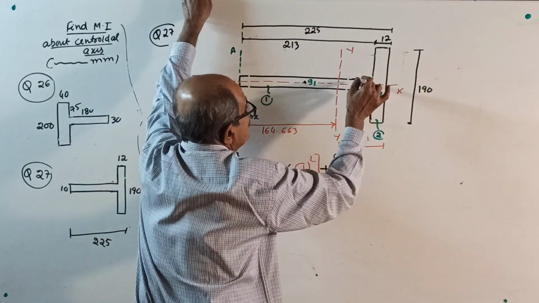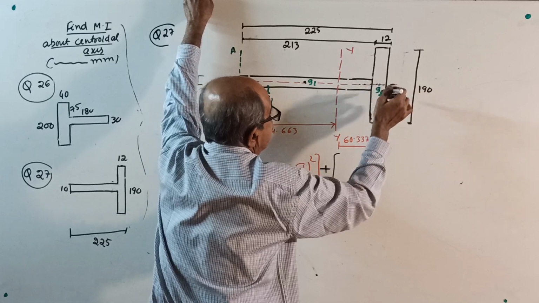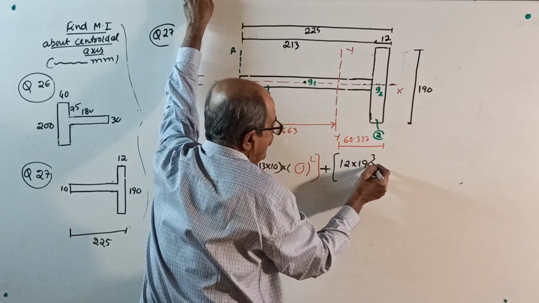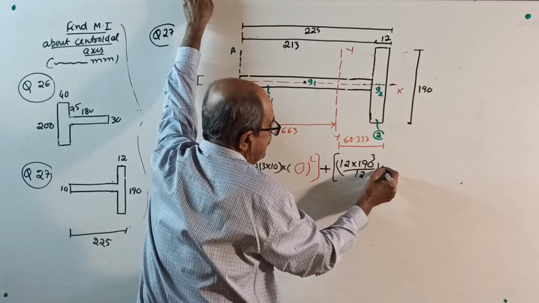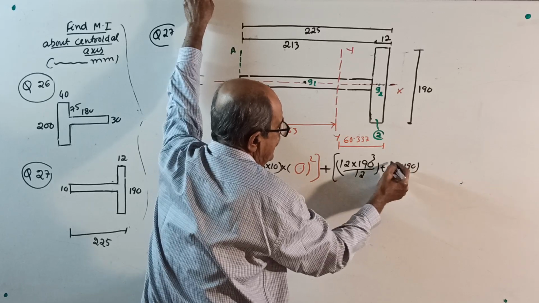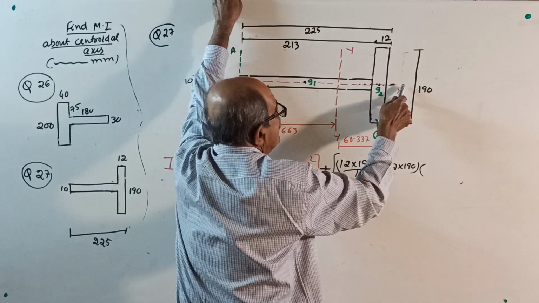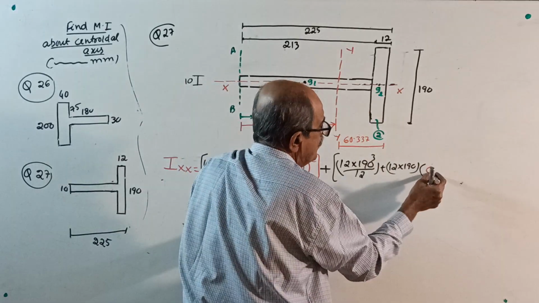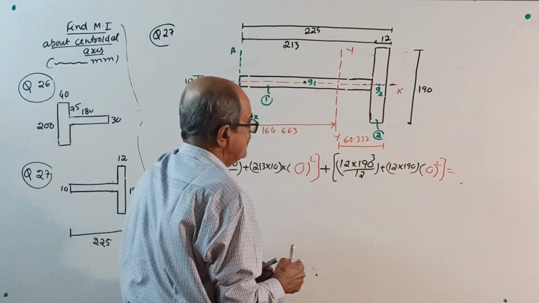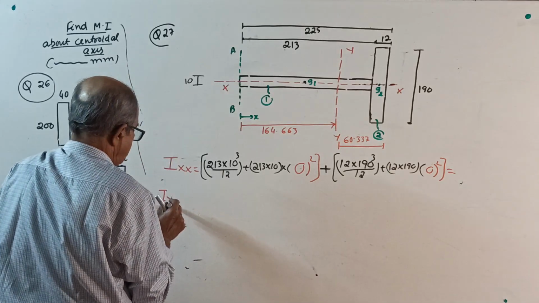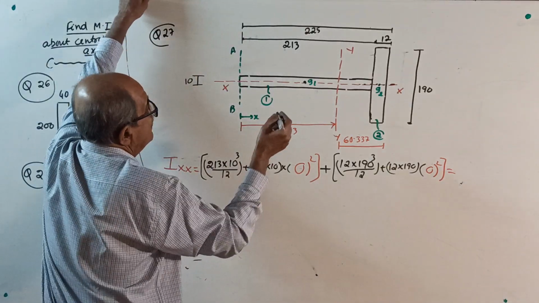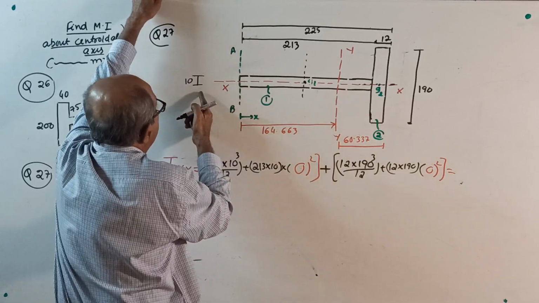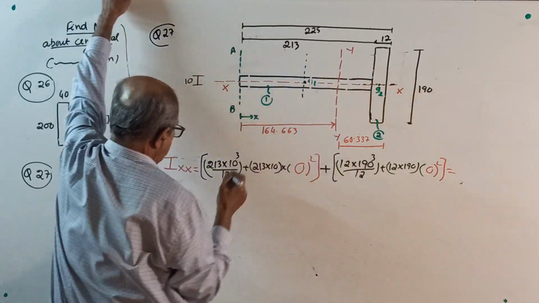I about xx for this one. First about its own centroidal axis. 12 into 190 cube by 12, Ig, plus area 12 into 190, into the distance. Centroid G2 lies on the x-axis, so no distance this way, because for a horizontal axis the vertical distance is not there. 0 square. Calculate the answer. Okay, now I about yy. Start. Now you require first I about its own centroidal axis. 10 into 213 cube by 12.